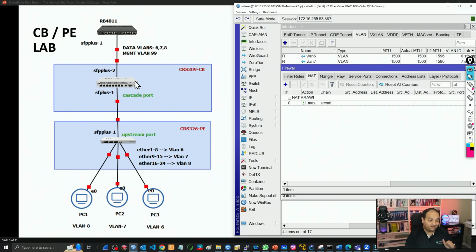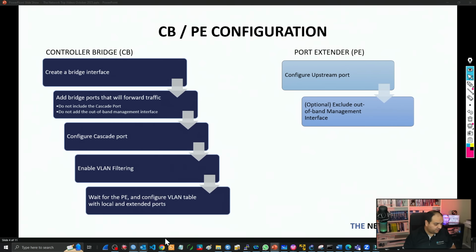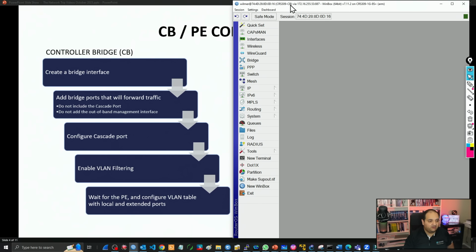Now let's go to the controller. This is the CRS309. I have created this diagram where I'm showing all the steps that we need to configure in that controller. We're going to start by creating a bridge interface. So let's go to that device. I have the CRS309 here.